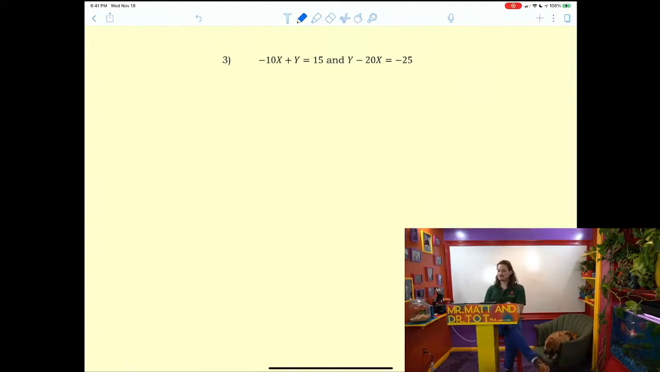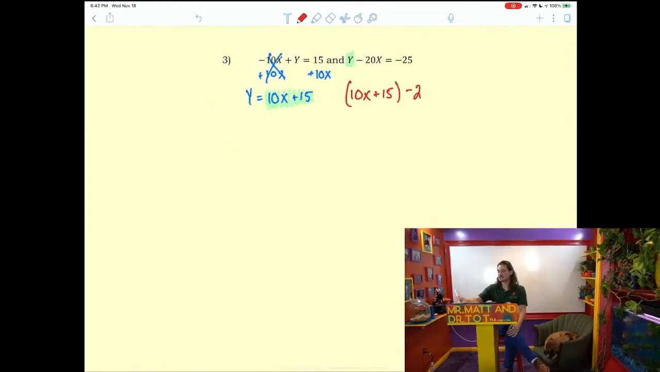Okay, so looking at negative 10x plus y is equal to 15 and y minus 20x is equal to negative 25. So they shifted the position of y and x around, but that's okay. If we just start with the first equation, notice that it's pretty easily isolated for y if we just add 10x to both sides. So that'll cancel the 10x on the left, leaving us with y is equal to 10x plus 15. So when I see a y in the second equation, I can put in 10x plus 15. So that's going to give me, in parentheses, 10x plus 15 minus 20x is equal to negative 25.